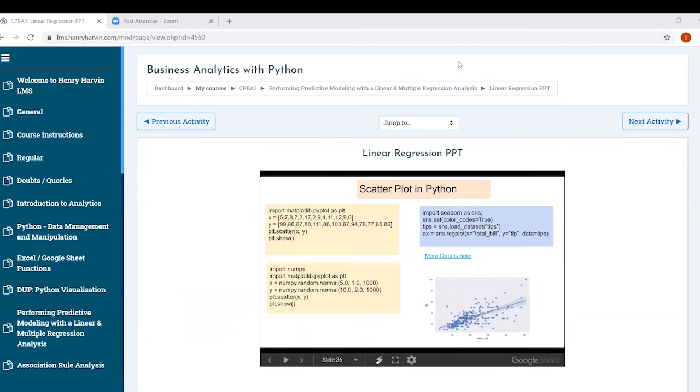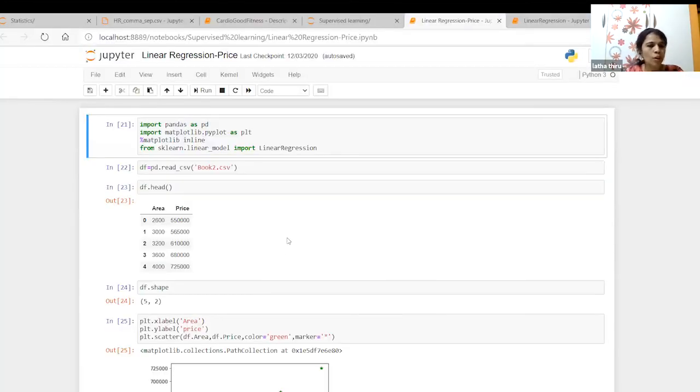Okay. So the question I asked was, do you want to understand the codes also, or do you want to understand how the algorithm works?